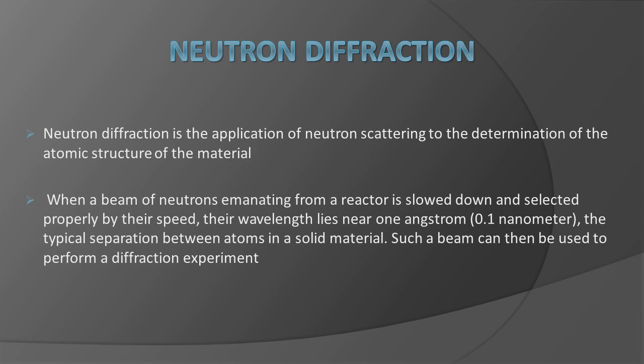Their velocity is slowed down to an appropriate speed, and the wavelength is adjusted so that it lies at nearly 1 angstrom, that is 0.1 nanometers. As we know, that is the atomic distance, the separation between two lattice points in a solid material, so we can use neutrons instead of X-rays or electrons to study, as we already insisted, bond angle and bond length.